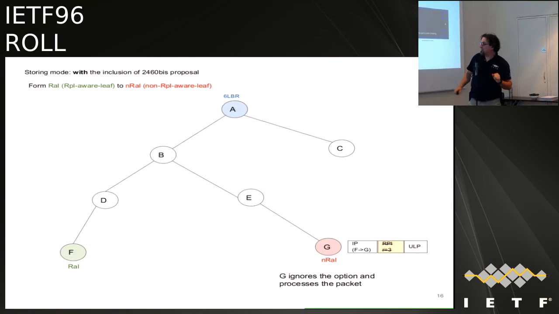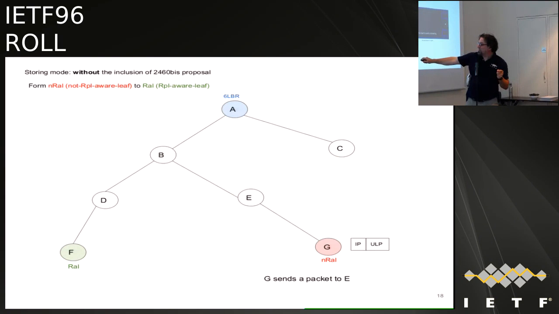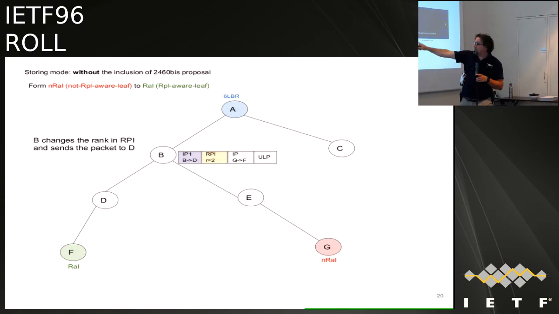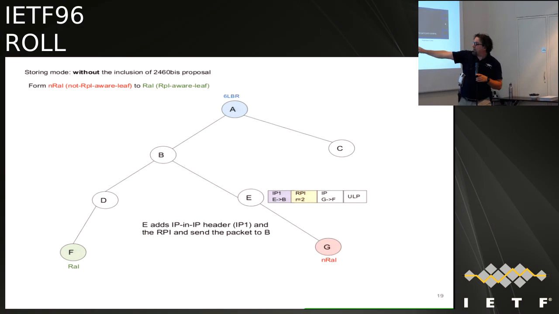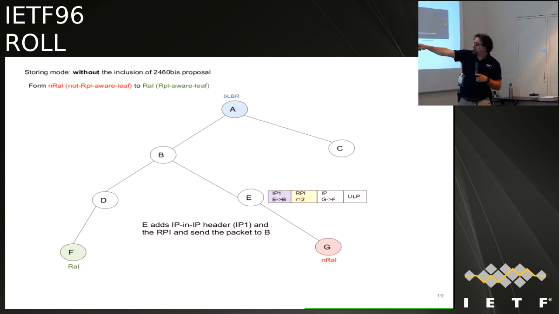Okay. Can you go on to the next slide? Storing mode with the inclusion. We have another example. I'm going to go really quickly here. This is an example of the host sending a packet into the DODAG. So it goes up. We have no choice. We have to add an IP header. Now, hang on. We have to add it hop by hop, because it's the only way to do it. We're adding it hop by hop.